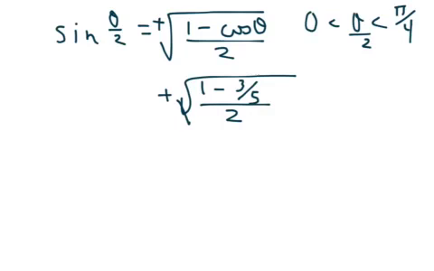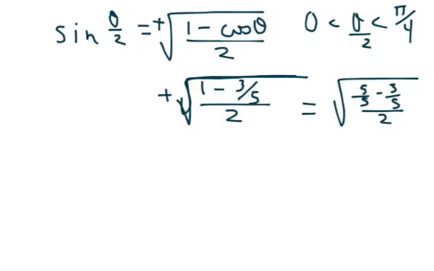And make sure you put your radical over the whole expression, which is really the square root of 5/5 minus 3/5 all over 2, which equals the square root of 5 minus 3 is 2, so 2/5 over 2.